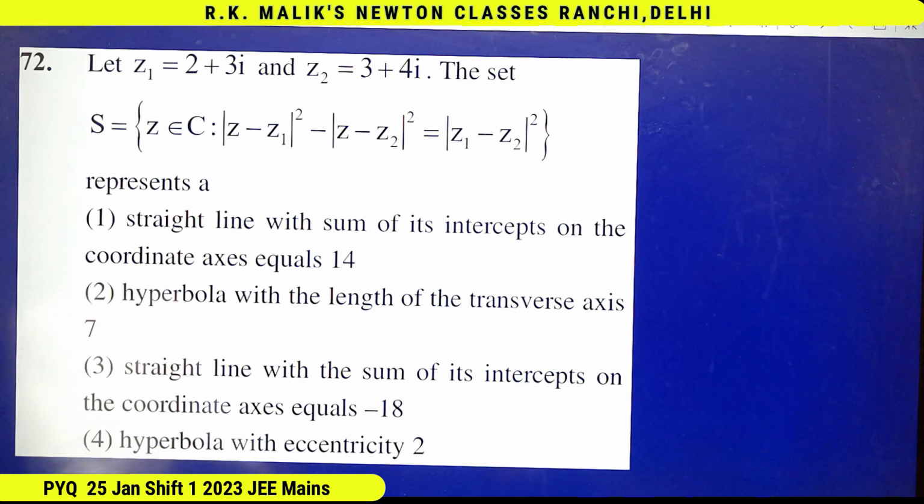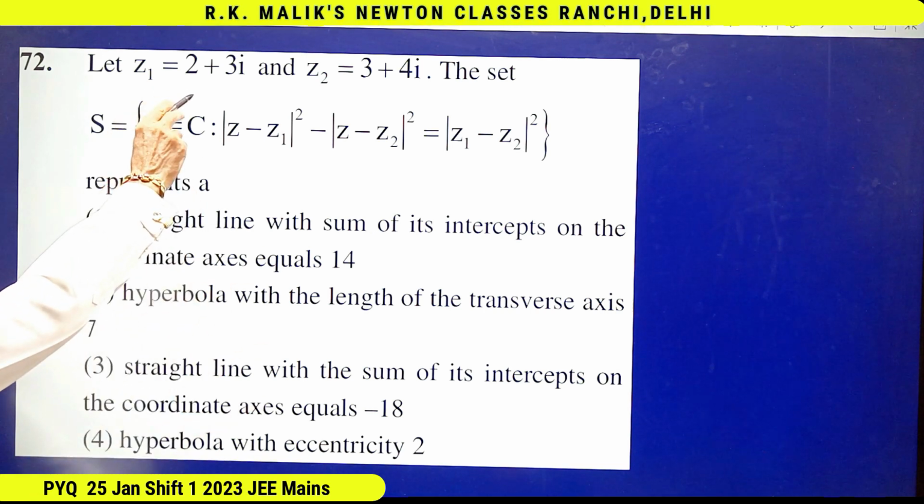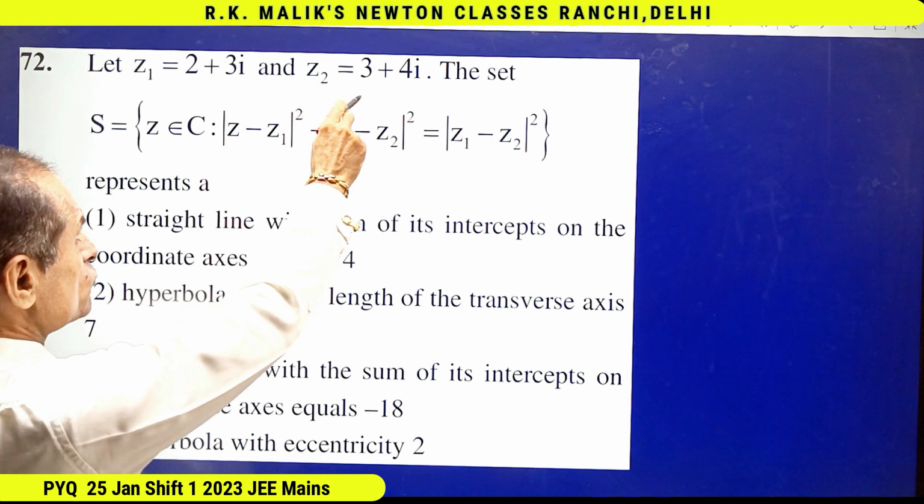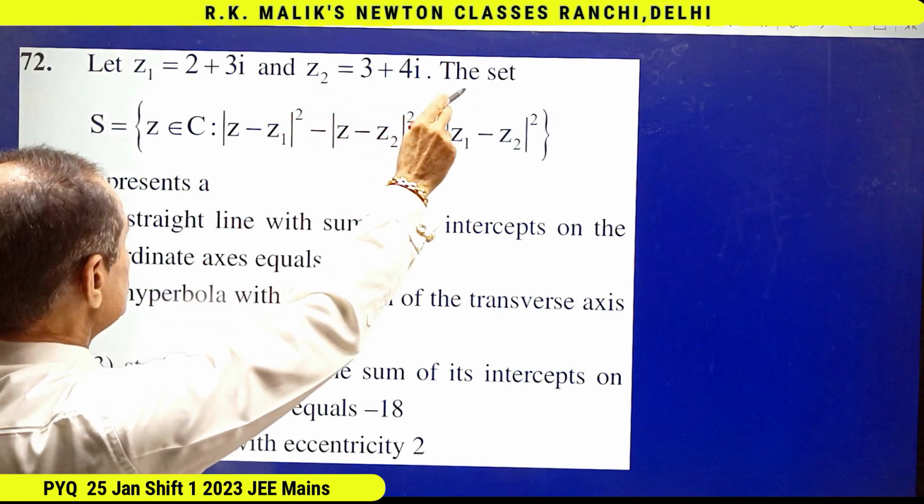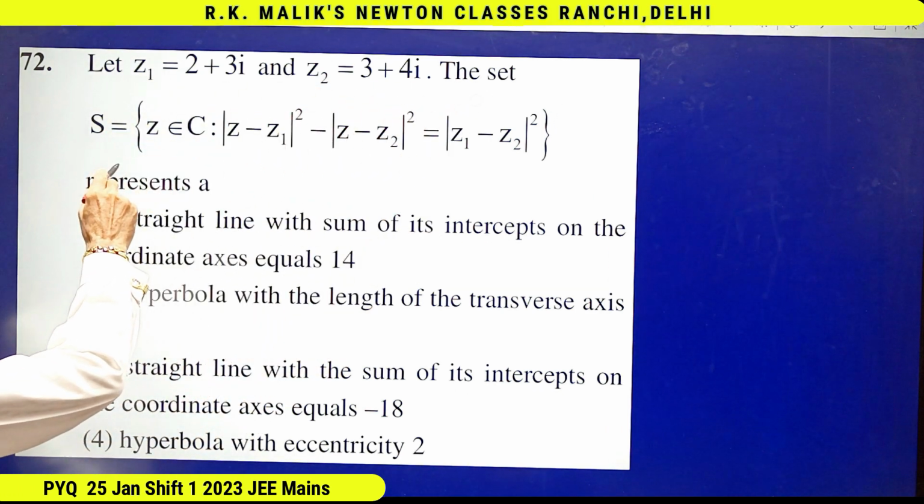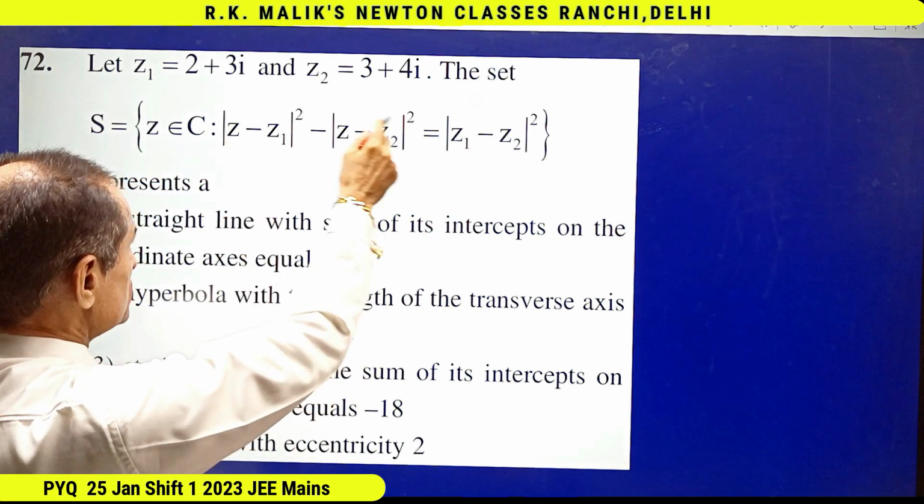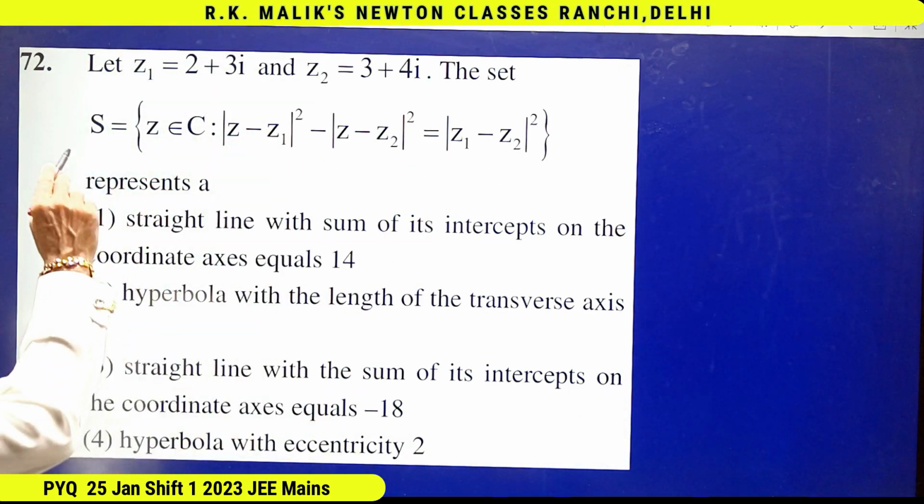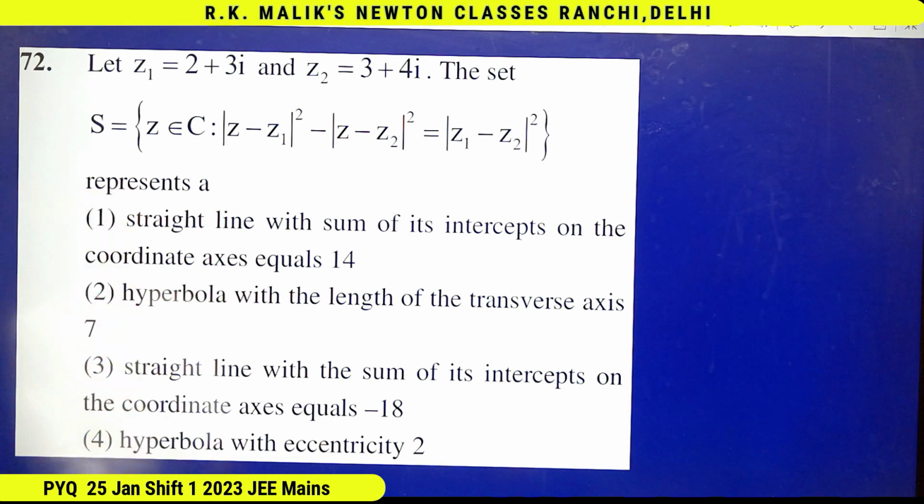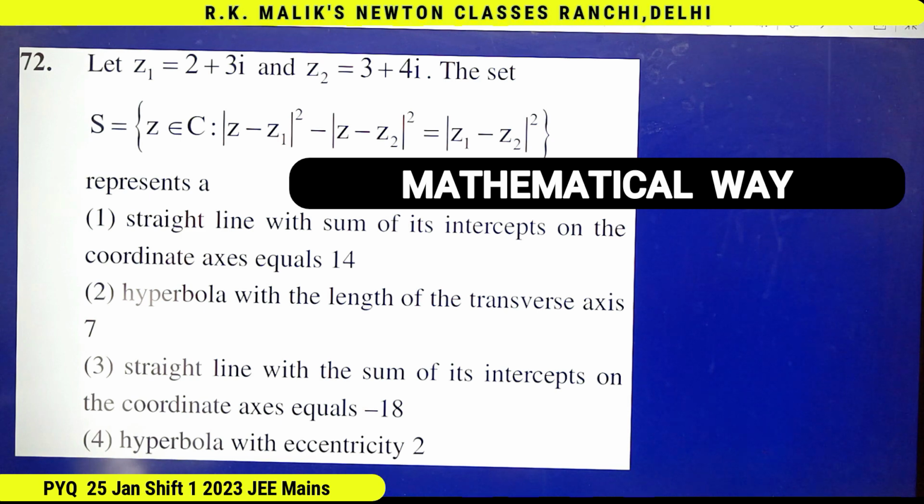In this question, it is given that let Z1 equal to 2 plus 3i and Z2 equal to 3 plus 4i, then the set S equal to Z belongs to complex number and Z satisfies this condition. You have to find what the set S represents, the correct choice. Actually, this question can be done geometrically and mathematically both, and both are equally simple. First, I am doing this question by mathematical way.